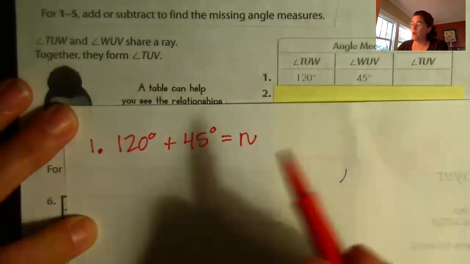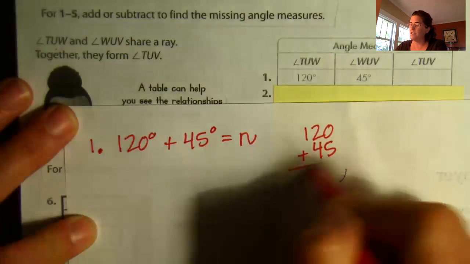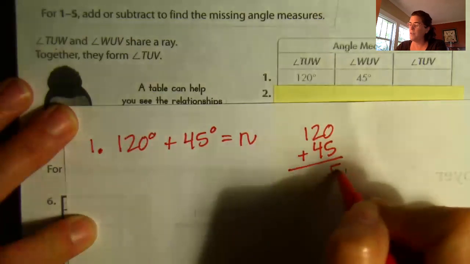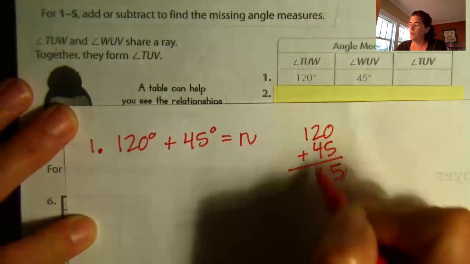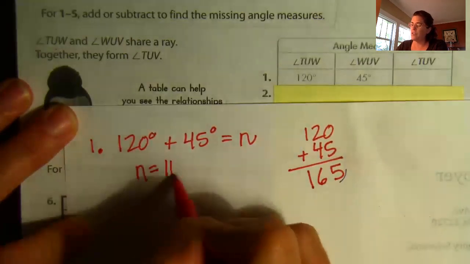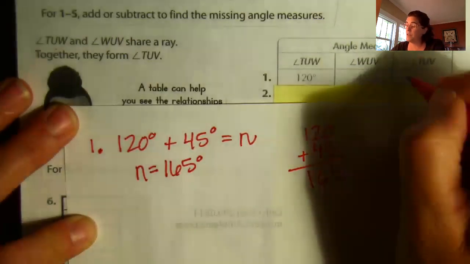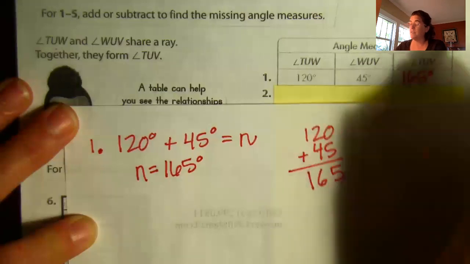Okay, so I'm going to go over here and actually add them up and down because that makes it easier for me. 5 plus 0 is 5, 4 plus 2 is 6, 1 plus nothing is 1. So now I know n equals 165 degrees. So I know angle TUV is 165 degrees.